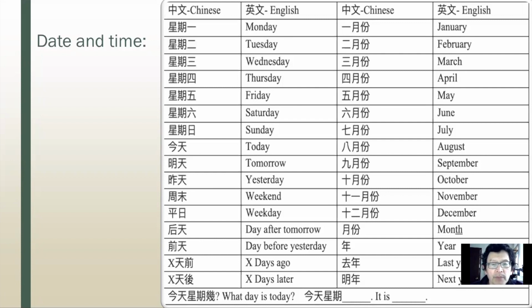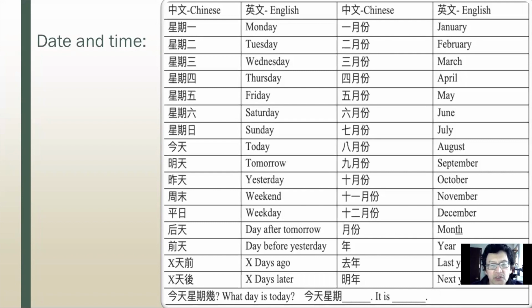You should also memorize the months. January, February, March, April, May, June, July, August, September, October, November, December. Even for me, February is hard to pronounce. Say February.